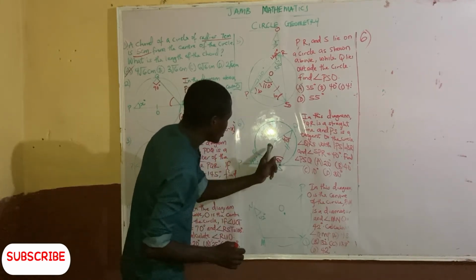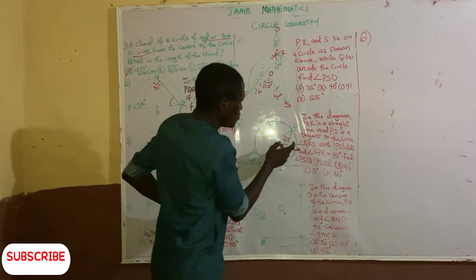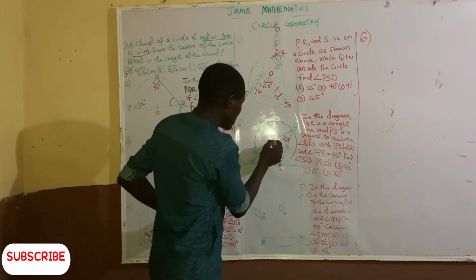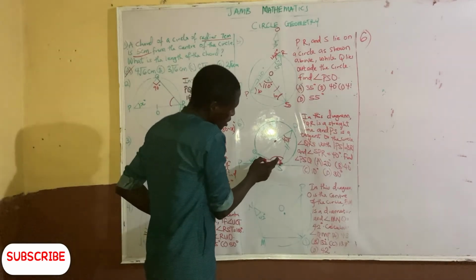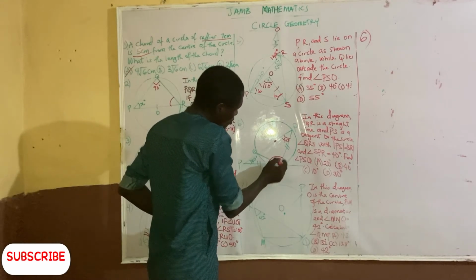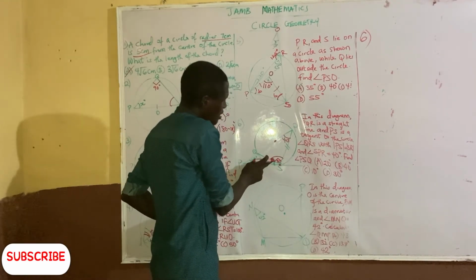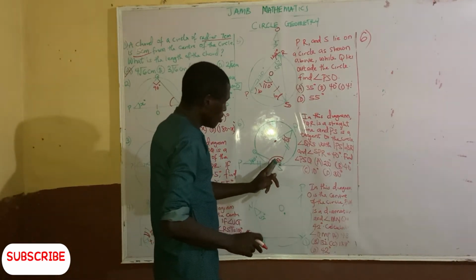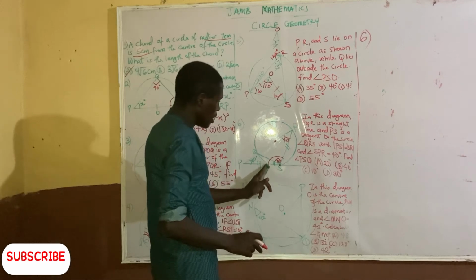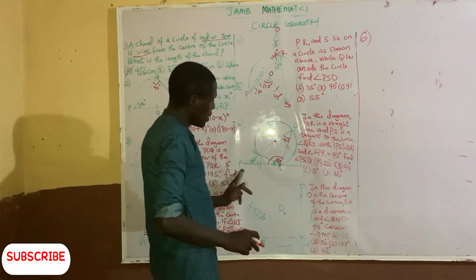Why is it 90 degrees? Because this is a semicircle. You can see the center of the circle, so this straight line bisects the circle into two equal parts. So the angle in this triangle now is 90 degrees. If this is 90 degrees, then we can subtract it from the whole angle here to get the angle PSQ.